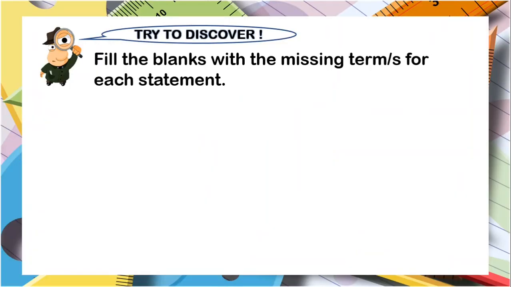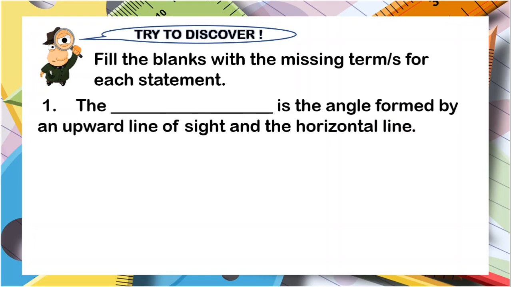For us to recall our previous lessons and the 6 trigonometric ratios, let us fill in the blanks with the missing term or terms for each statement. For number 1, the blank is the angle formed by an upward line of sight and the horizontal line. What do you think will be the answer? If your answer is angle of elevation, then you are correct.